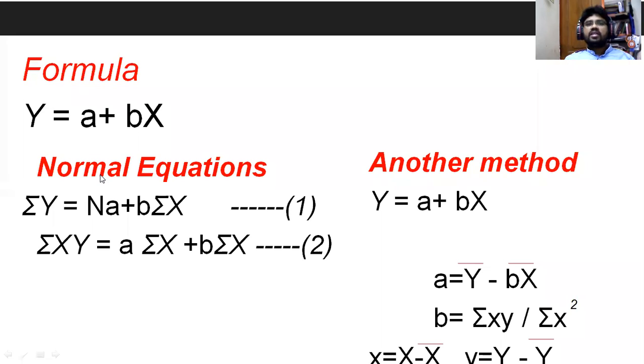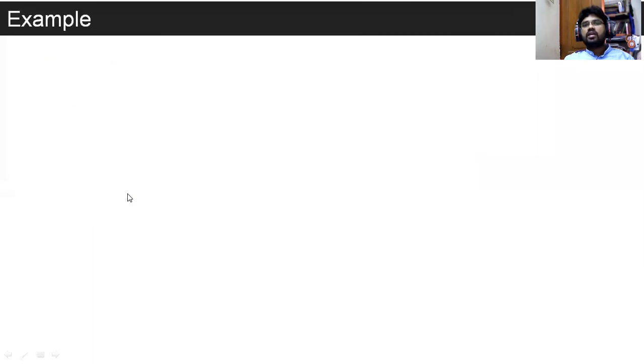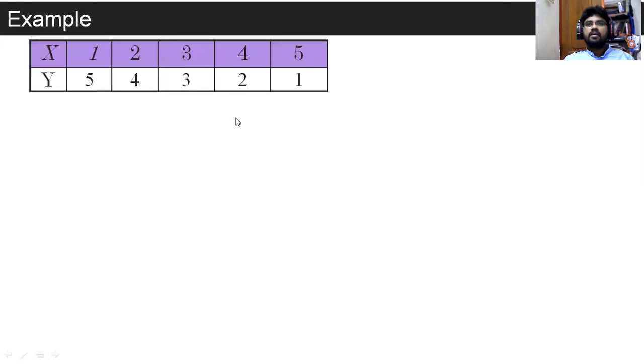we need to go with the normal equation method. There are two different methods, but to make it easy we can go with the normal equation method. Here, in order to get a and b, we need to follow these two equations: the sum of y is equal to n into a plus b into the sum of x, and the sum of xy is equal to a into the sum of x plus b into the sum of x square. So in order to solve for a and b, we need to go with these.